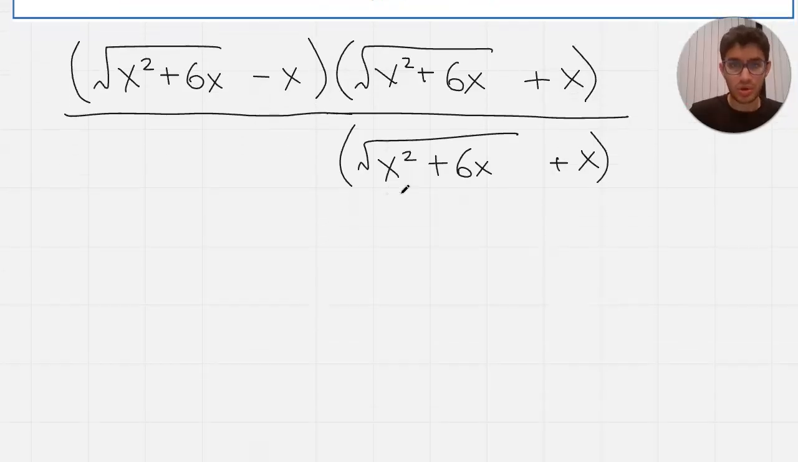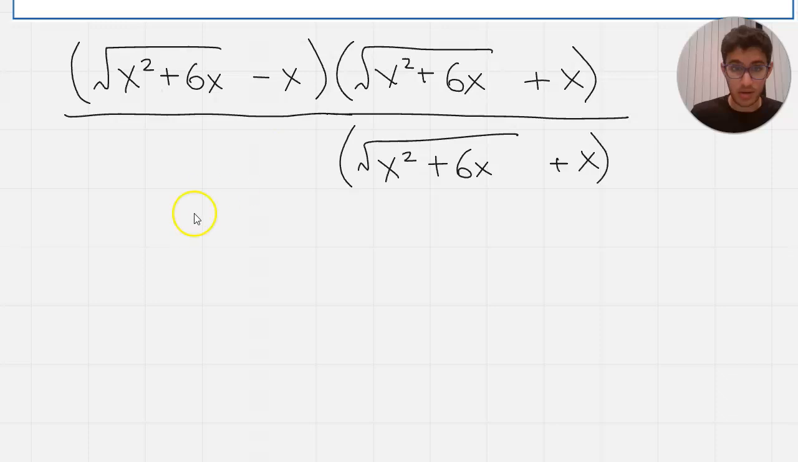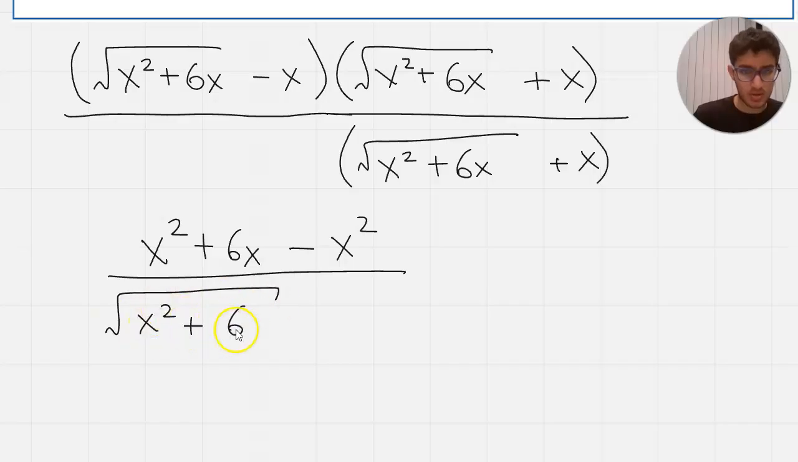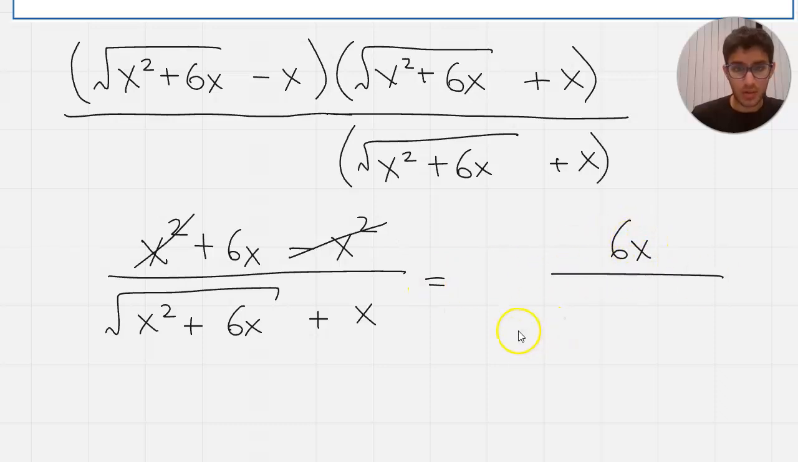And now we'll distribute the top. This is just a difference of squares. So the radical here just gets eliminated. We get x squared plus 6x, and then we have minus x squared, right? Minus x times positive x is just minus x squared, divided by this messy thing over here. It's not that messy actually, so let's just put it in, plus x. Okay, well, what do we have now? The x squared and the minus x squared cancel out, so we're just left with 6x divided by all of this. And now I think we've reached a point where we might want to reintroduce that limit notation. So we will go ahead and do just that.